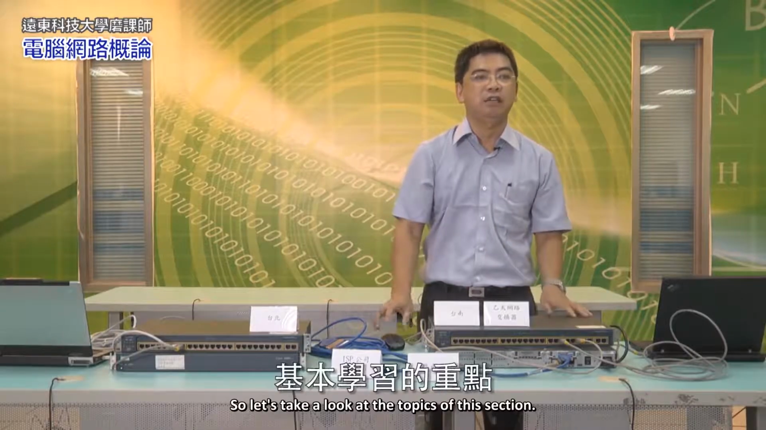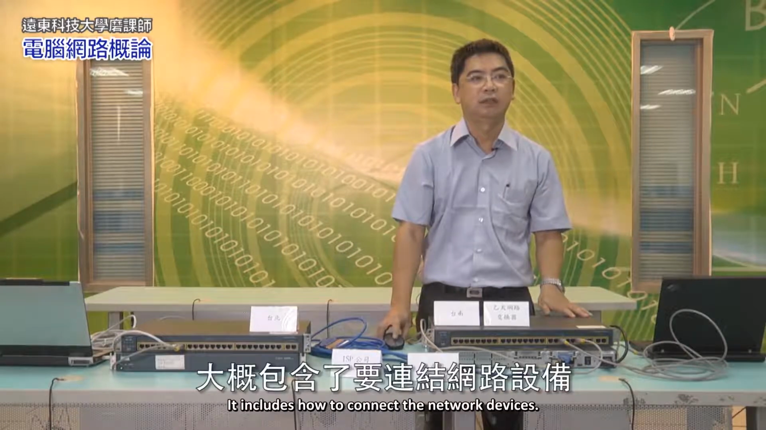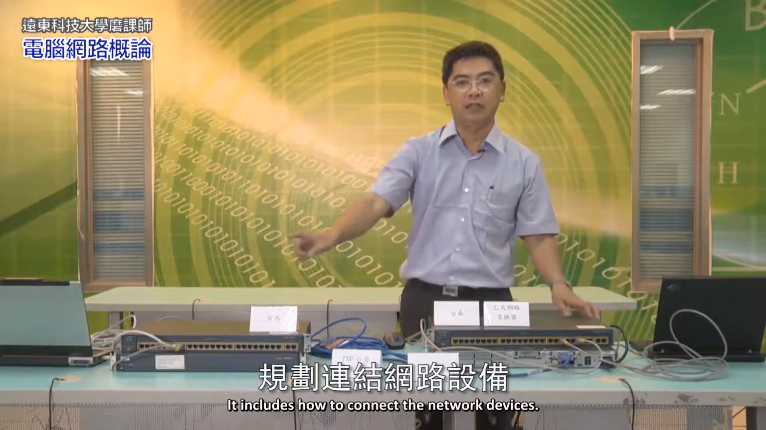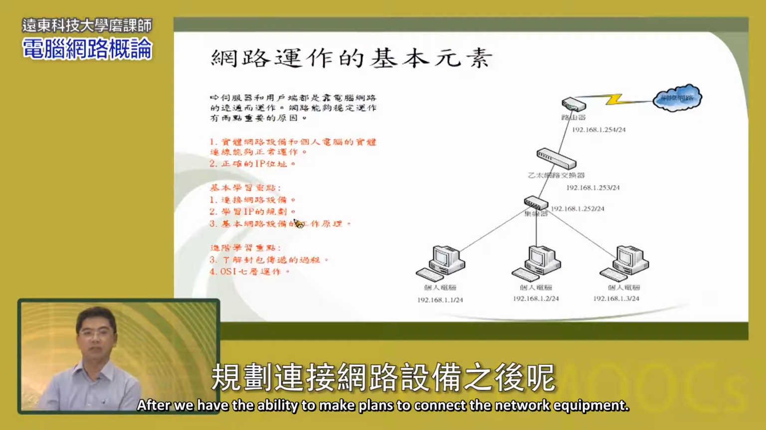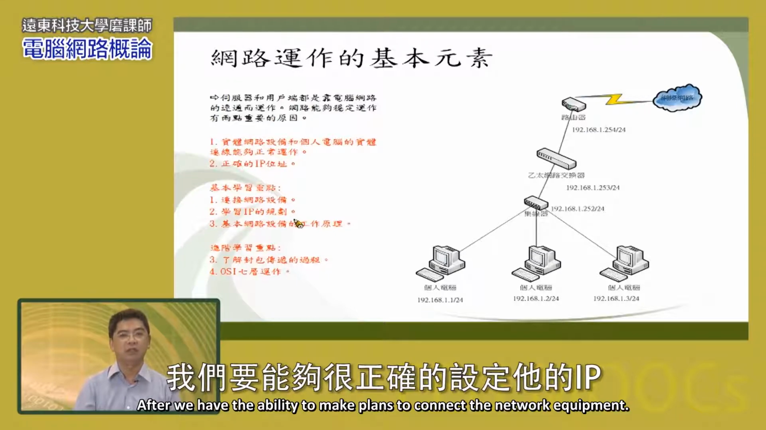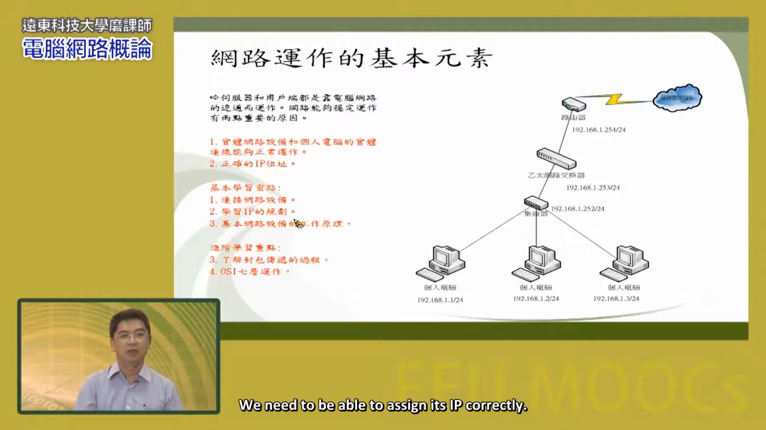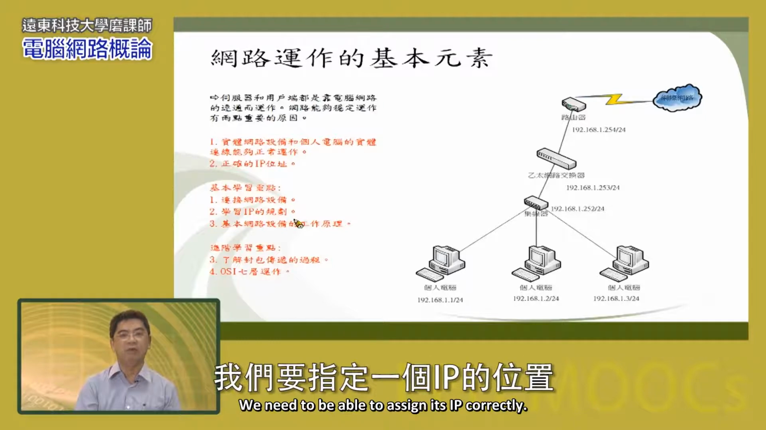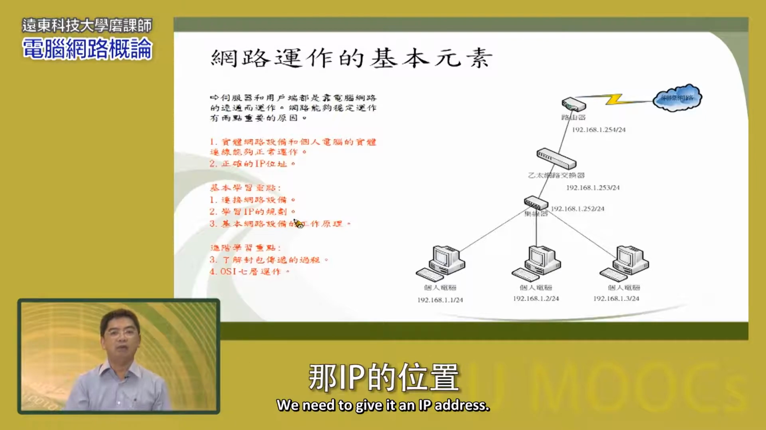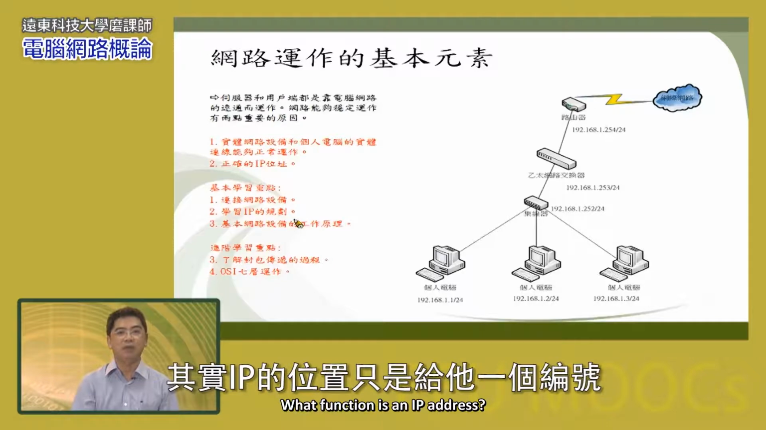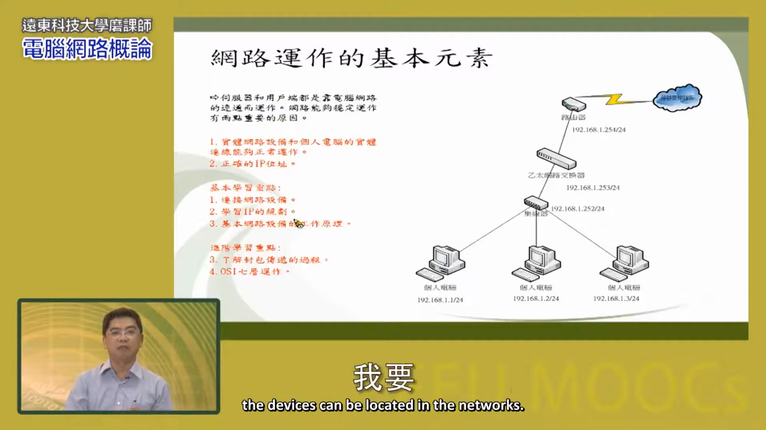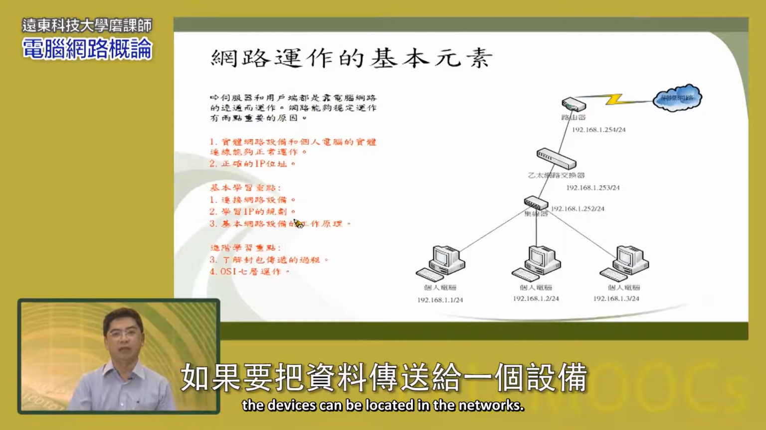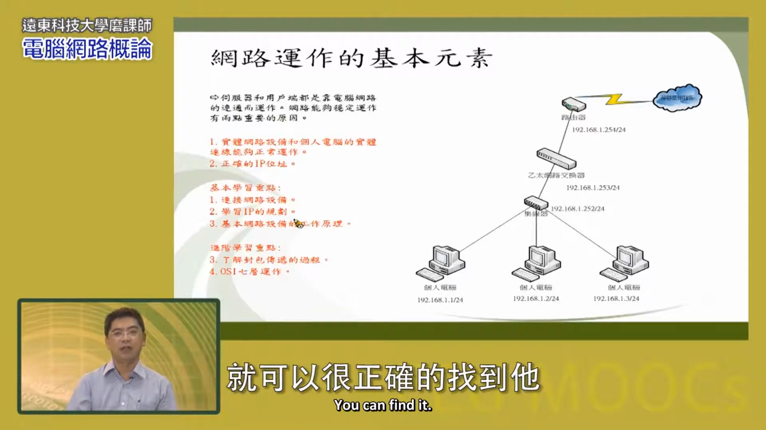So let's take a look at the topics of this section. It includes how to connect the network devices, planning and connecting network equipment. After we have the ability to make plans to connect the network equipment, then we need to be able to assign its IP correctly. For each device, we need to give it an IP address. What function is an IP address? We haven't learned IP yet. In fact, an IP address is just an identifier. The devices can be located in the networks. When you want to send data to a device, you can find it.